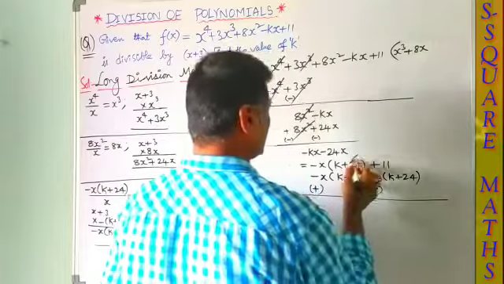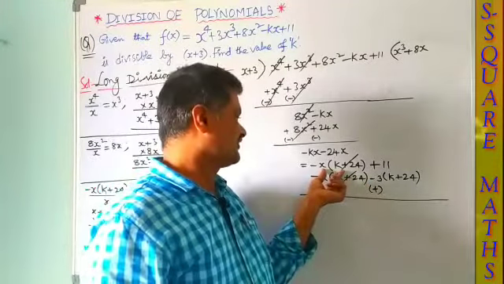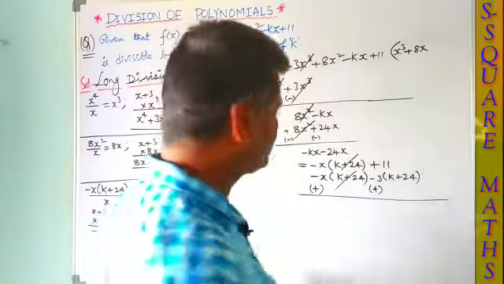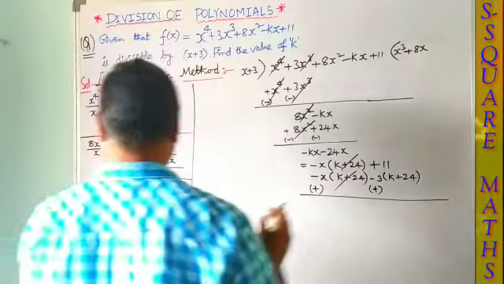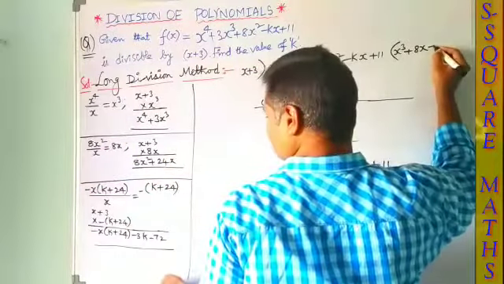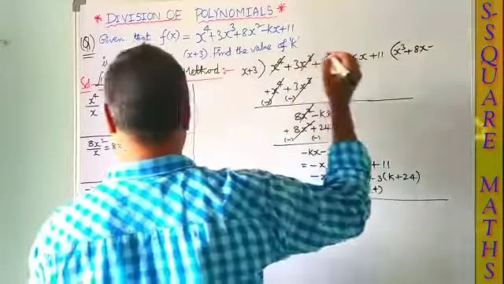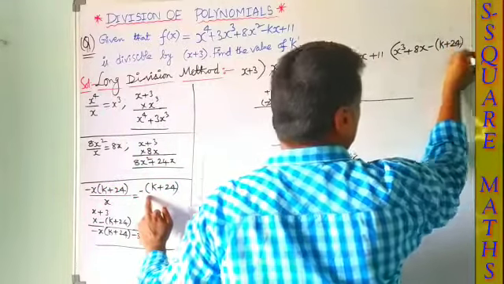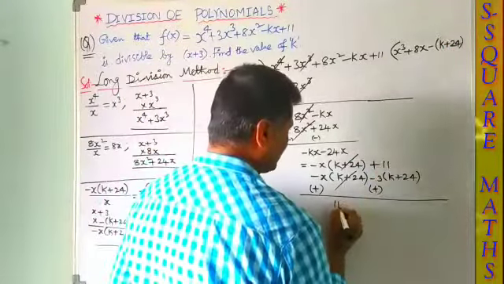So this gives cancellation, because minus x of k plus 24 plus x of k plus 24 cancel. So what is our quotient here? Minus of... what we got after the division, we got minus of k plus 24. This is our quotient.